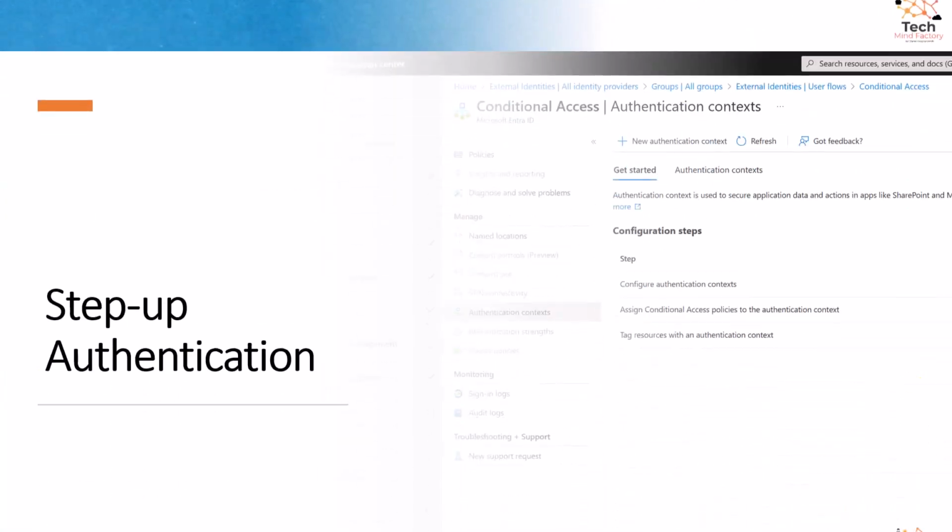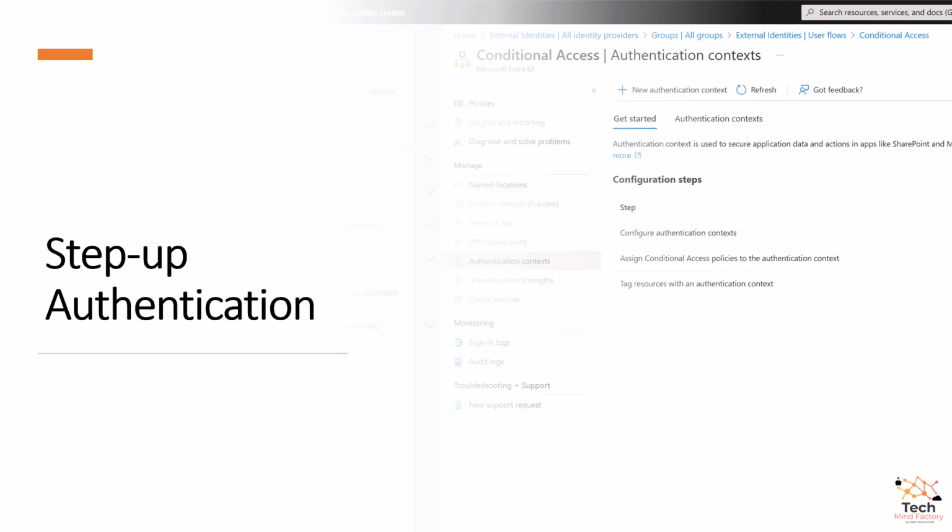So now let's talk about the feature that was not available in Azure AD B2C, which is step-up authentication. As we saw in External ID, we can configure conditional access policies and require MFA, for instance, when there is sign-in risk. However, there can be a situation where the user entered the application without going through MFA, because there was no sign-in risk.